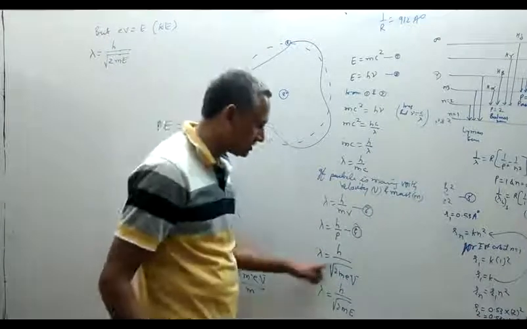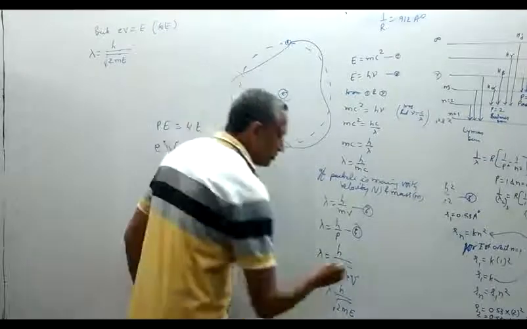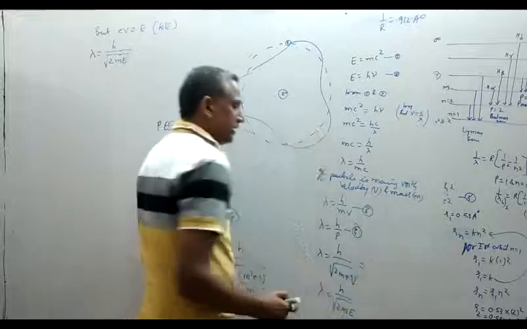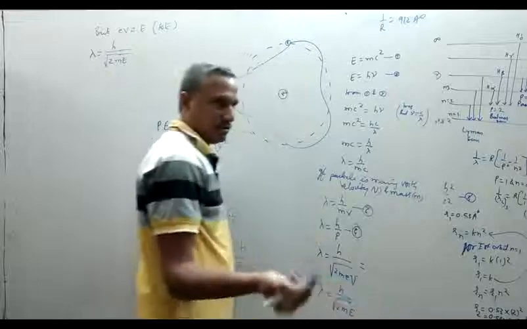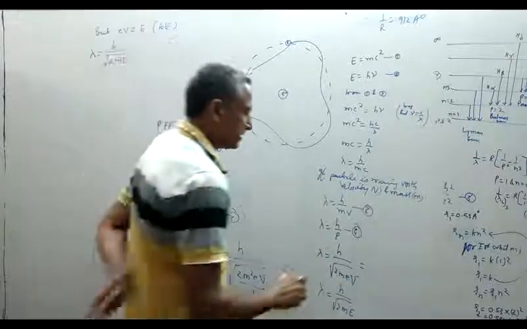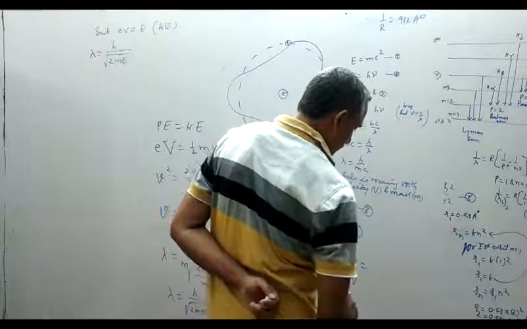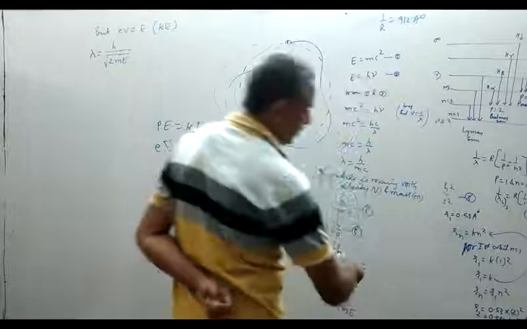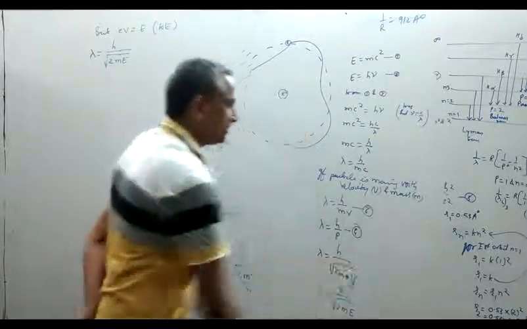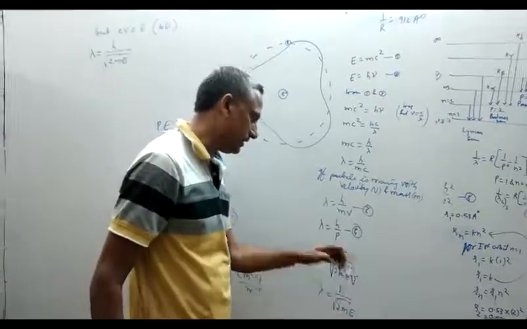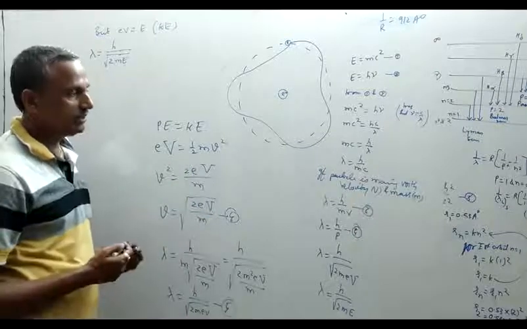Now here h is constant, m is constant, e is constant. So when we substitute these values, it is observed that the de Broglie wavelength of a moving electron is equal to 1.23 angstrom divided by under root of V. That can be calculated by substituting the values of h, m and e. So in this way there are different formulas for the de Broglie wavelength.